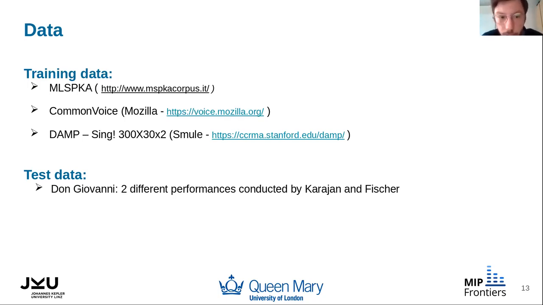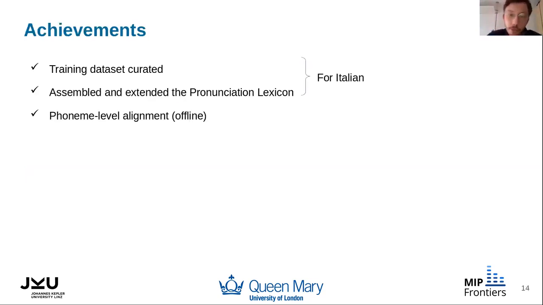Once we train this acoustic model, we test the performance of the word recognition on two different performances of Mozart's Don Giovanni, conducted by two different conductors. So far, we were able to construct a system using the training dataset that we have created. And we have assembled and extended a pronunciation dictionary for Italian, which is a core element for the automatic lyrics transcription system that we are using. Even though we are not able to achieve robust word transcriptions for opera singing in Italian, we were able to achieve good phoneme level alignments, though it is offline.